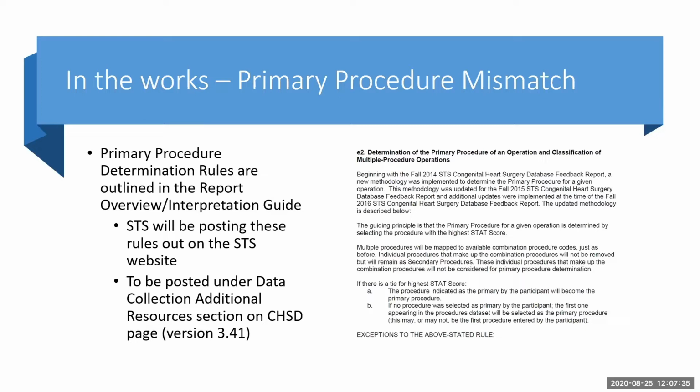We realize that the overview and interpretation guide is a very large document. I believe it's up to a little over 100 pages. So to help our data managers, we are actually pulling that information out, the rules for determining the primary procedure. We're pulling that information out, and I will be posting that on the STS website.